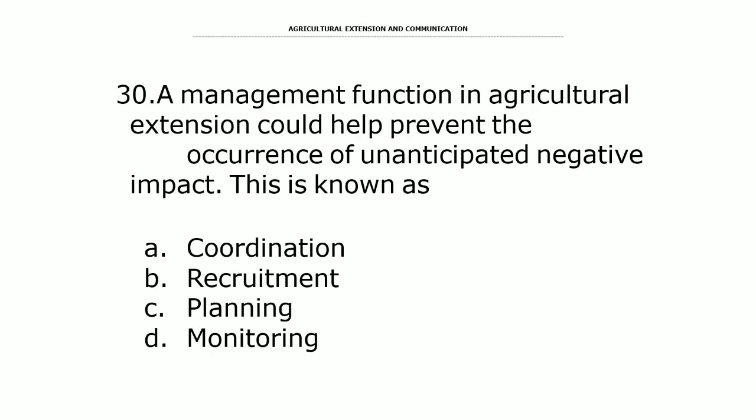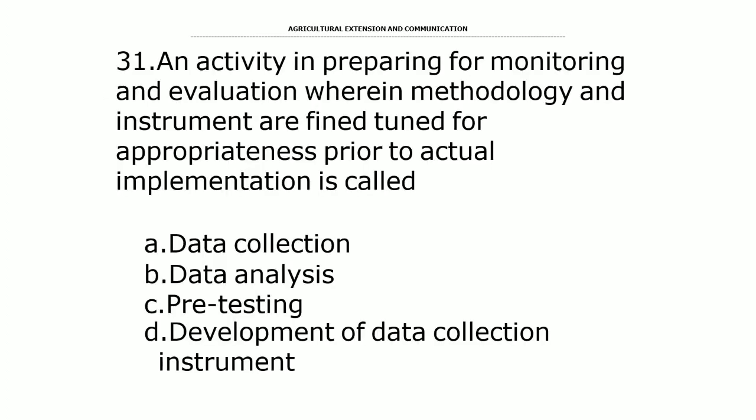Number 30. A management function in agricultural extension could help prevent the occurrence of unanticipated negative impact. This is known as A. Coordination, B. Recruitment, C. Planning, or D. Monitoring. The answer is monitoring.